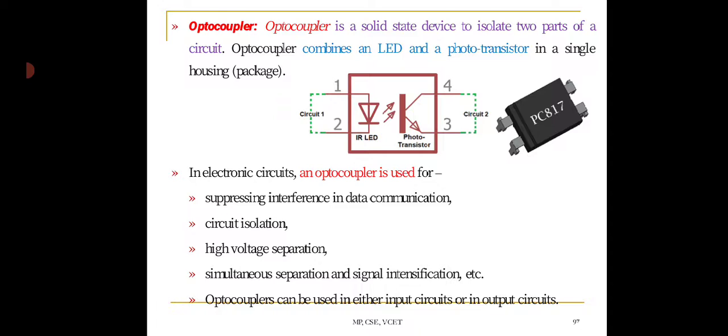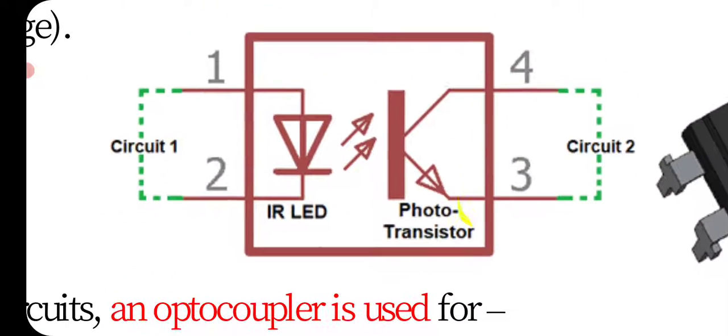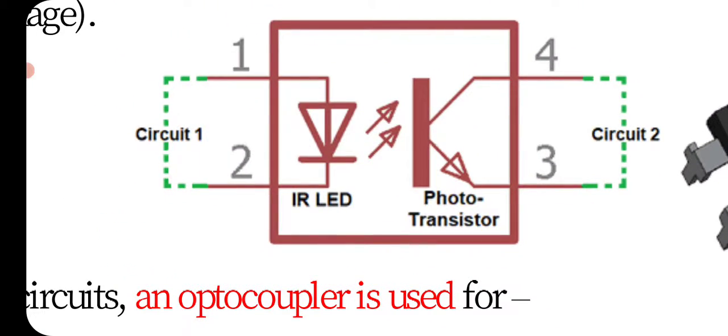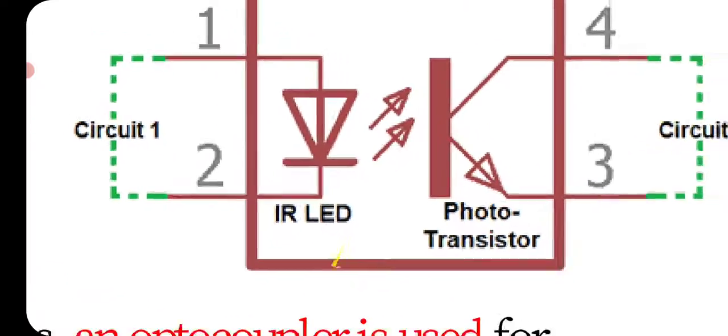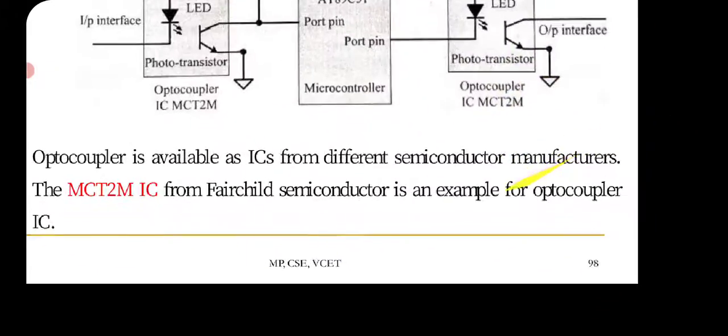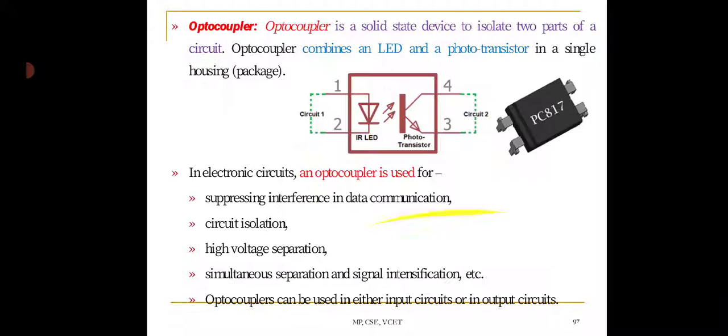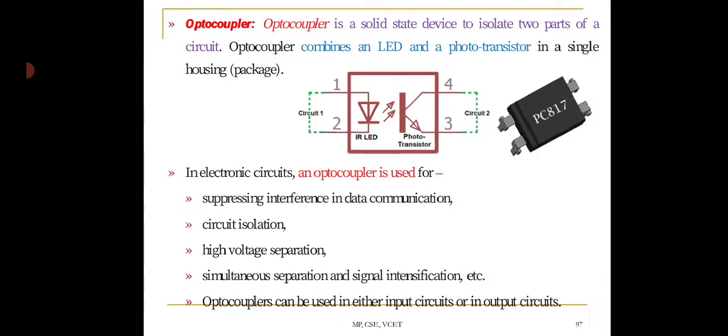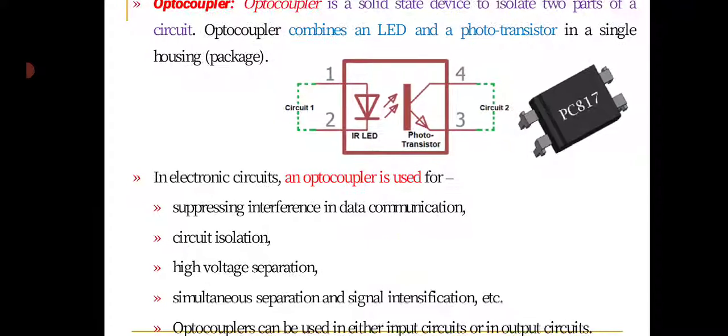Optocouplers can be used in either input circuits or in output circuits. Optocoupler is a solid state device to isolate two parts of a circuit. If you observe this very clearly, you can see circuit 1 and circuit 2. Here we have used an LED, and here we have used a phototransistor. So circuit 1 and circuit 2 are highly separated, as we can see.